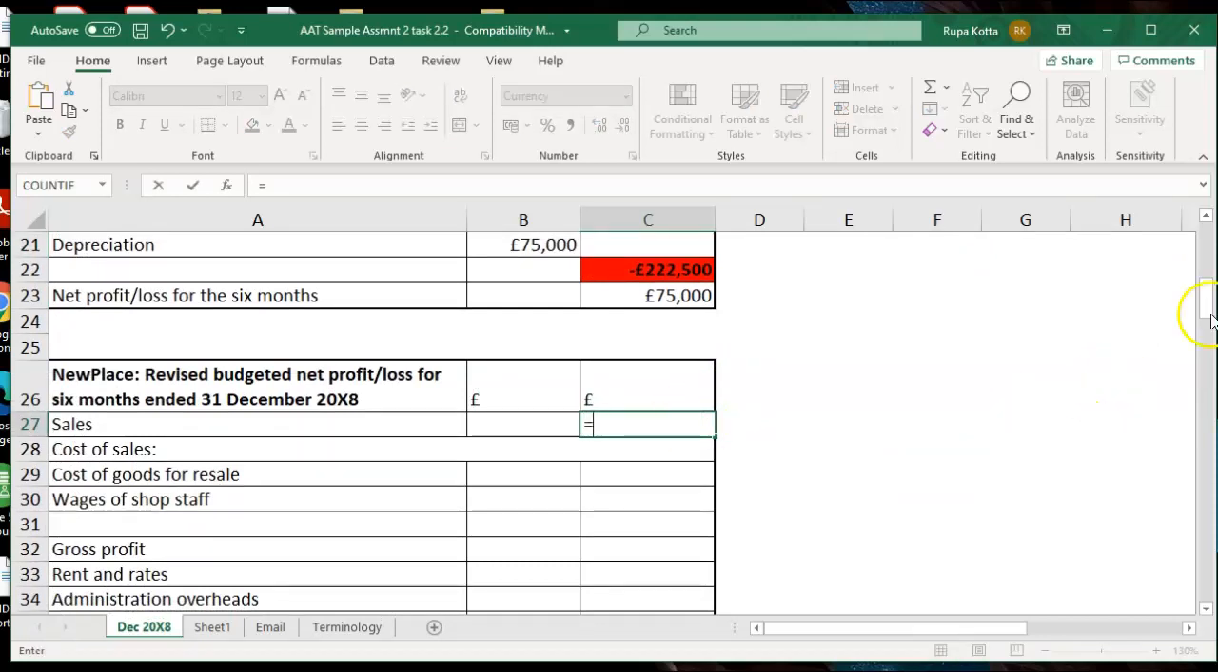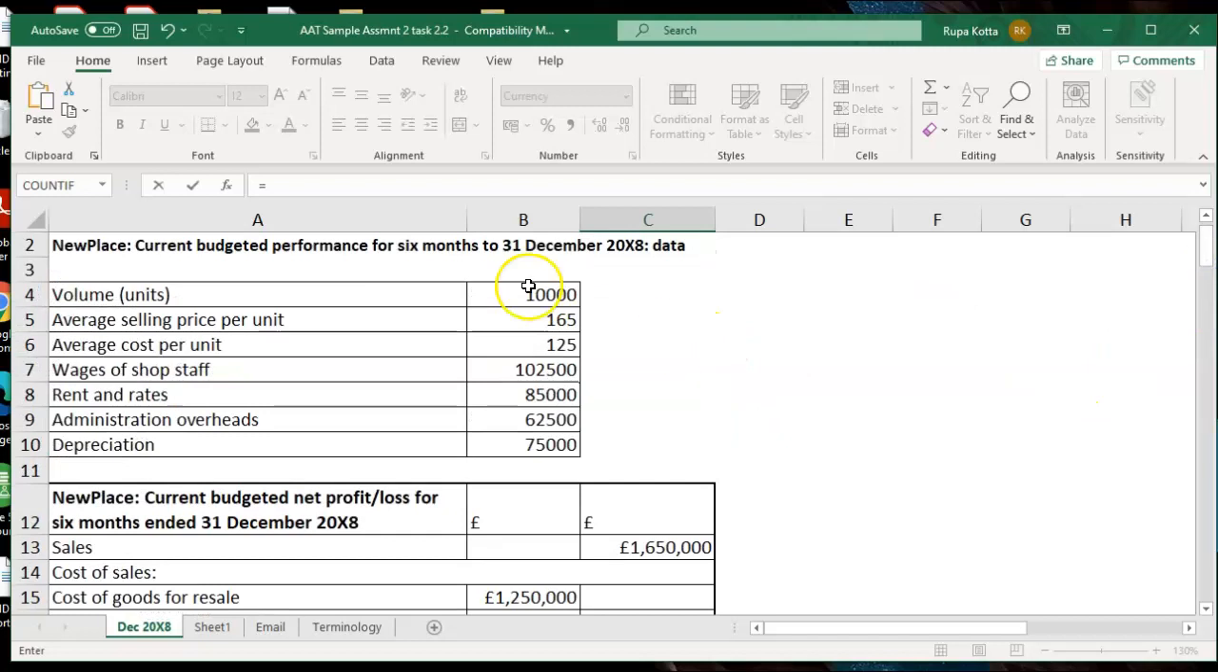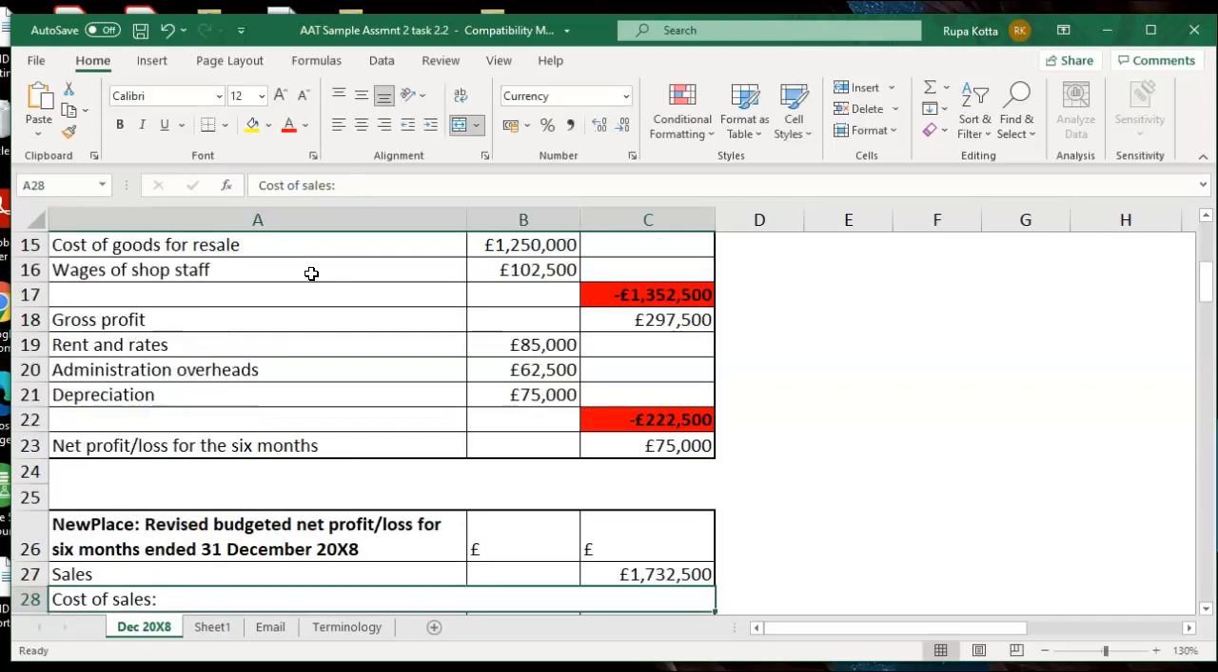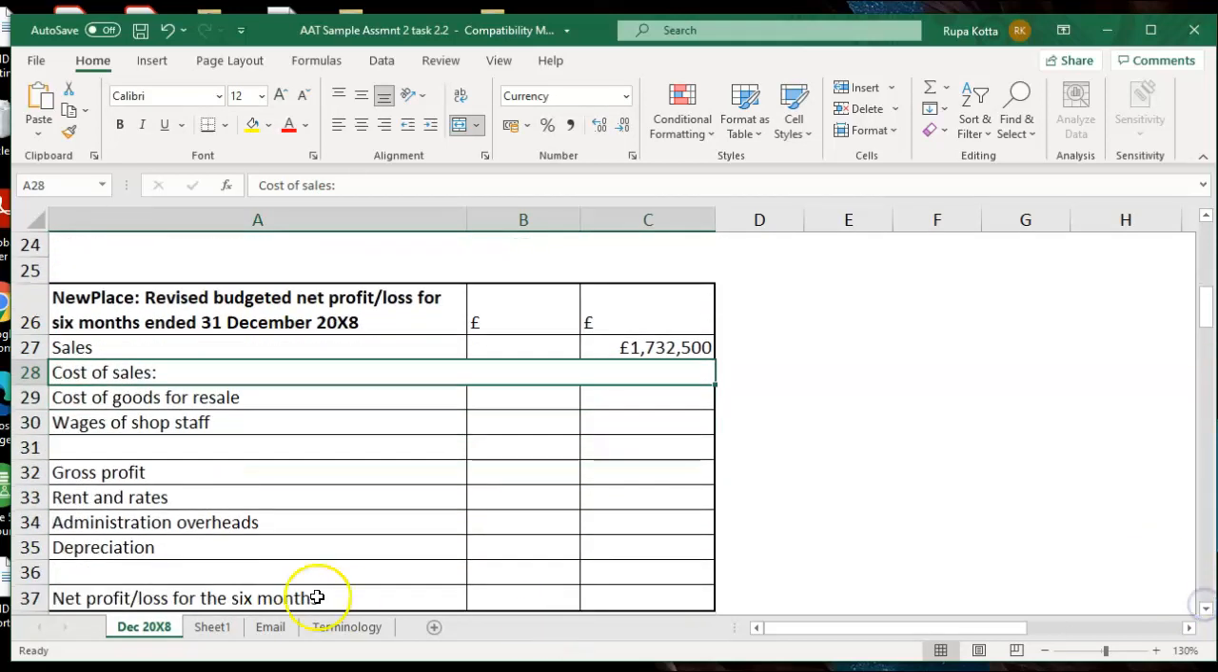So sales will be the sales volume multiplied by the selling price plus 5% of the selling price. So this will increase the selling price, and then you are multiplying that with the sales volume to calculate the new sales. So your new sales is 132,500. Let's see what else has increased.